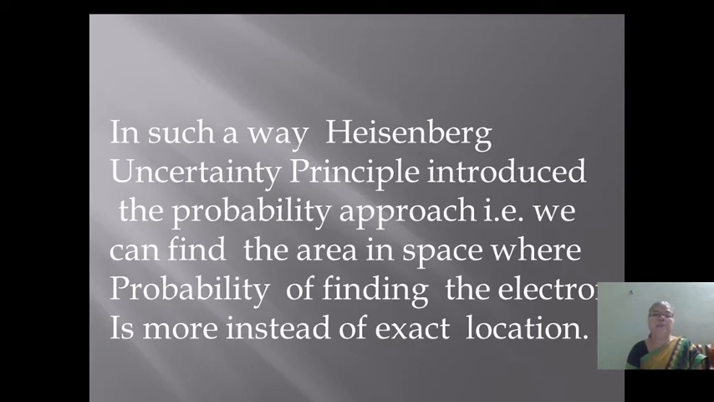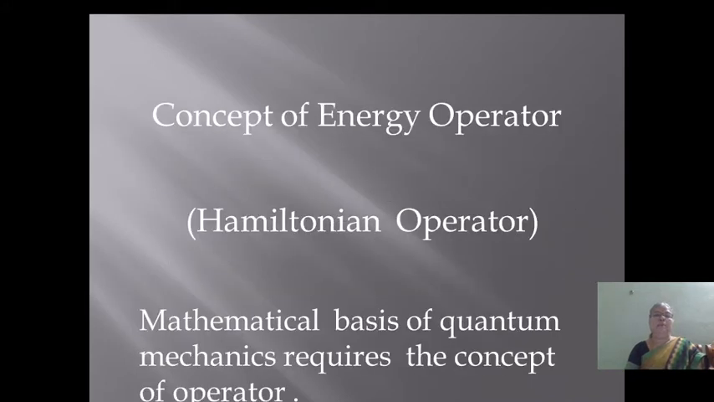And this is about the second point, Heisenberg's uncertainty principle. Then we turn towards the concept of the energy operator. And for your study, there is the Hamiltonian operator. The Hamiltonian operator is the total energy operator. The mathematical basis of quantum mechanics requires the concept of operators.